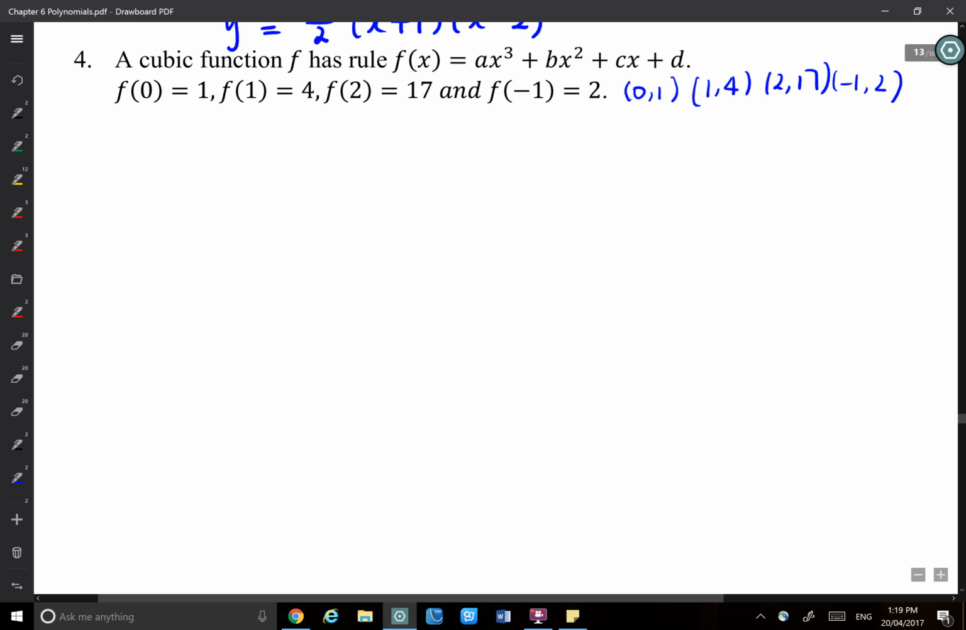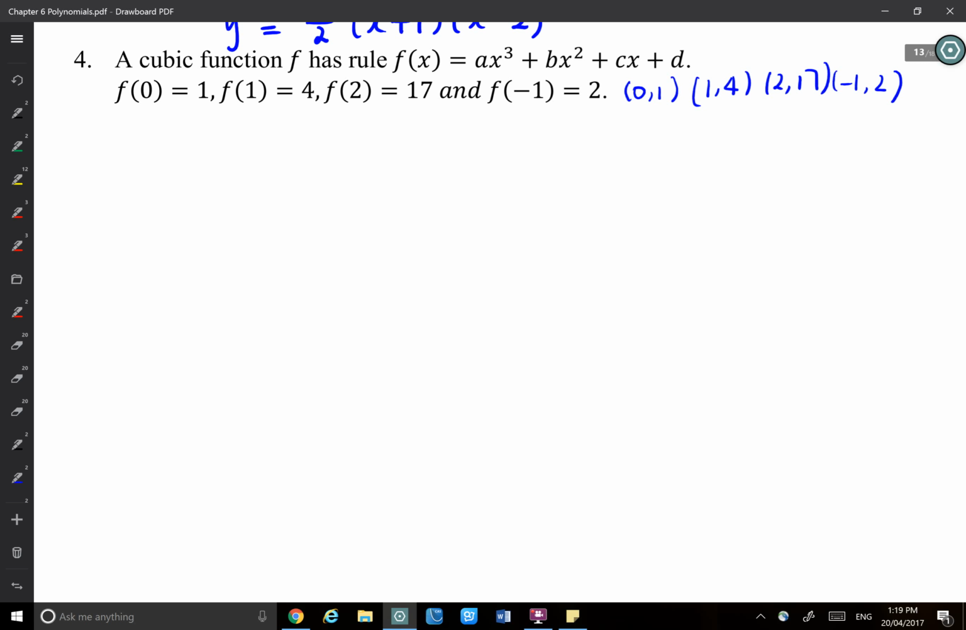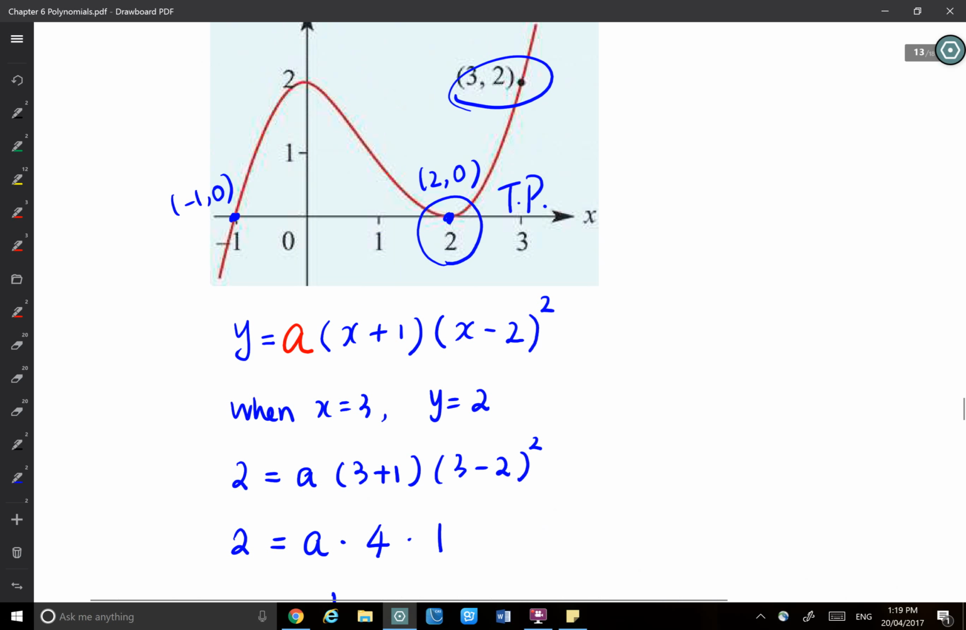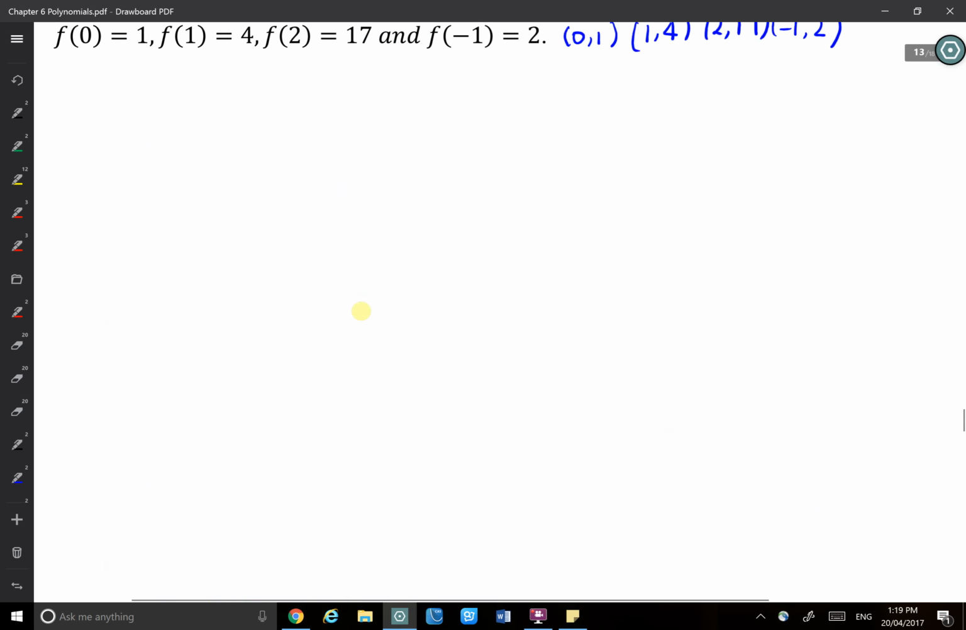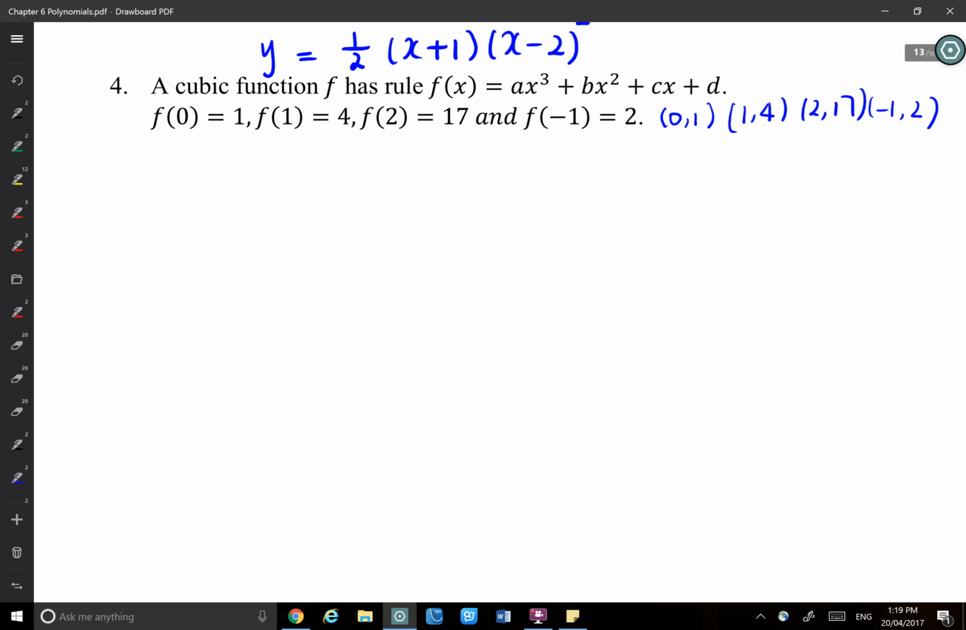Except for the first one, which is the y-intercept, all of these are not x-intercepts or points of inflection. So you can't use what we have done before to write the equations directly. So for this one, I can just set up simultaneous equations and solve. Like 4 variables, 4 conditions, we can write 4 simultaneous equations.